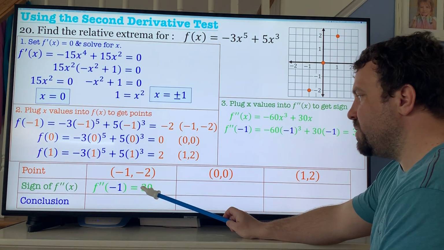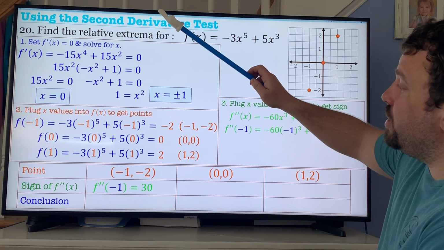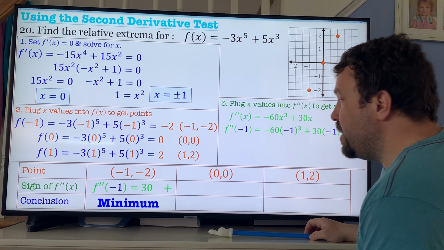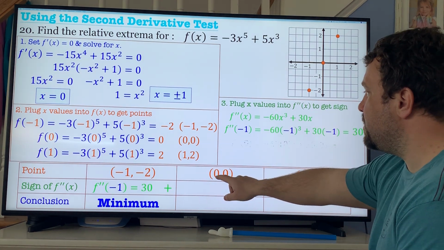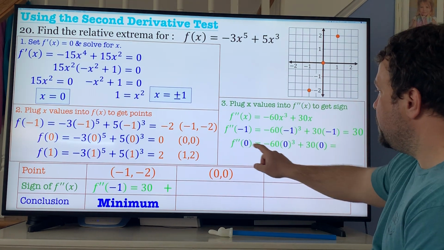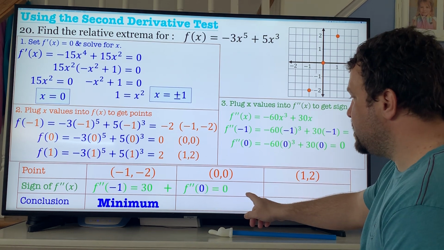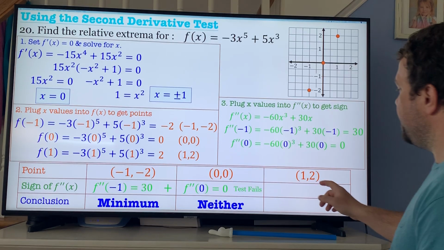30 is a positive number, so that means at this point, my second derivative is positive, meaning it has to be concave up. Since it's concave up, it's a minimum. I plug in 0, x values. Plug 0 in here, you get 0. What happens there? When you get 0 as an answer, your test fails. So it's neither, whatever we want to say.